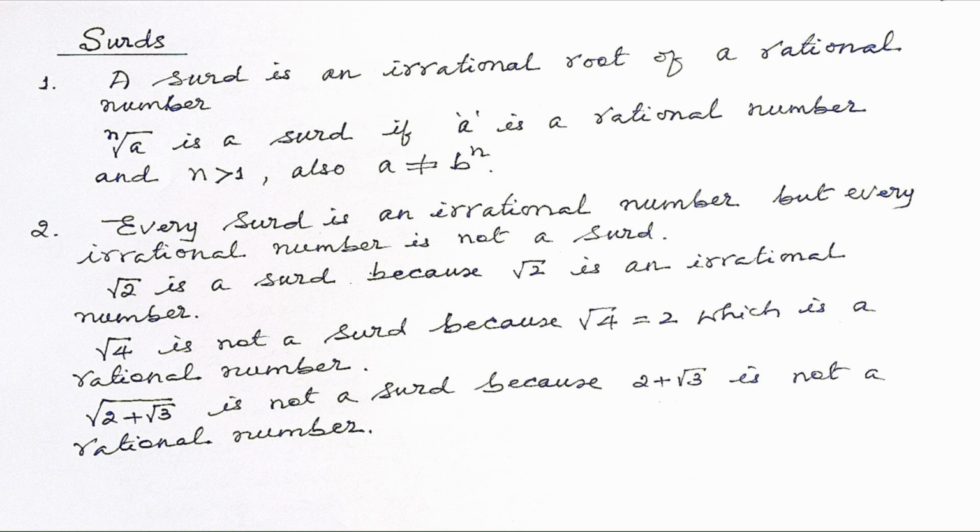So let us understand this statement. Root 2 is a surd because root 2 is an irrational number. Root 4 is not a surd because root 4 is equal to 2, which is a rational number. Because 2 is a rational number here, therefore root 4 is not a surd.